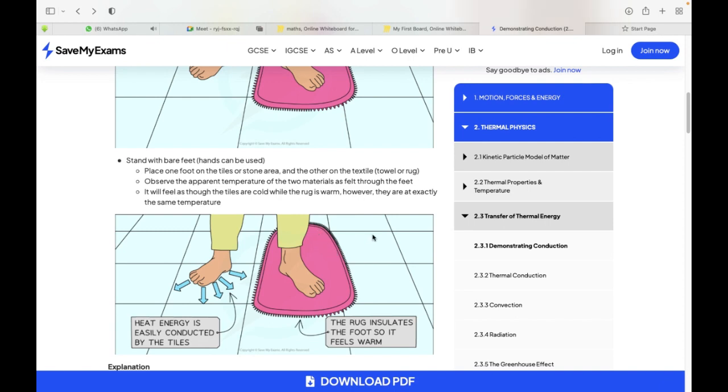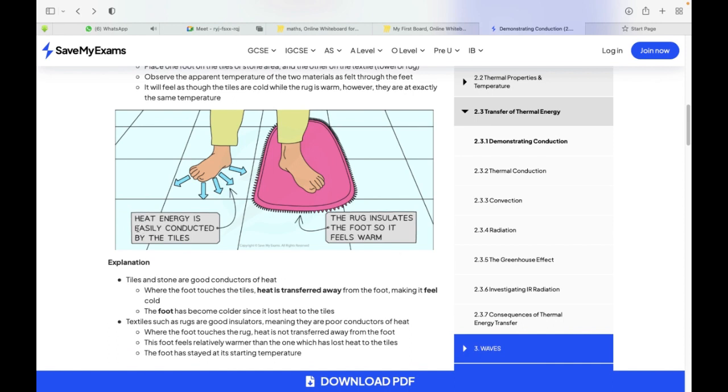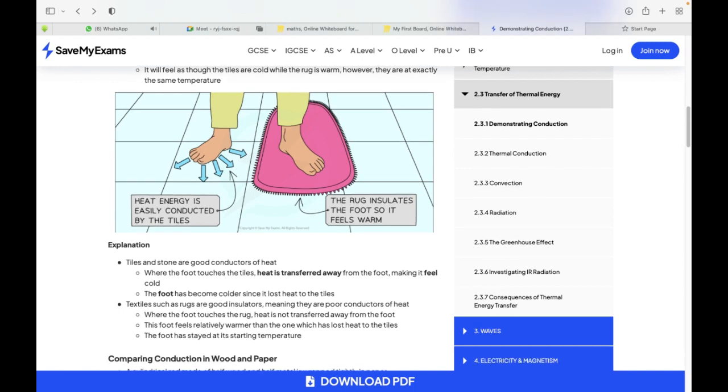So what does this have to tell us? And what is happening? Now you see, heat energy is easily conducted by the tiles. The rug insulates the foot, so it feels warm. The rug is insulating your foot. That's why it's feeling warm. But your foot can easily transfer heat energy to the tiles, so it will feel cold. Now here is the explanation for this.